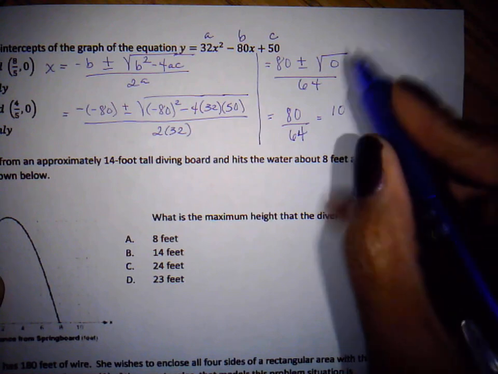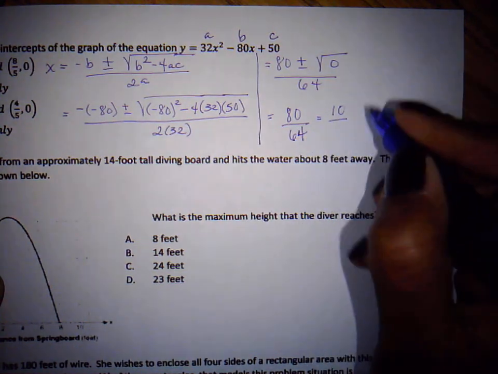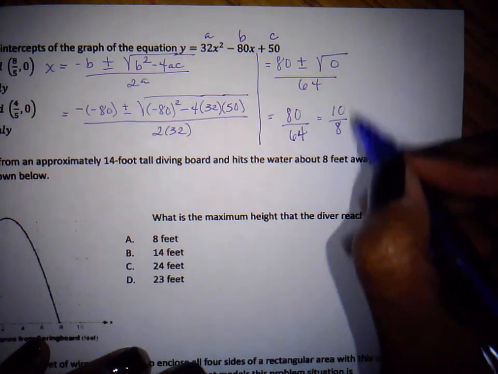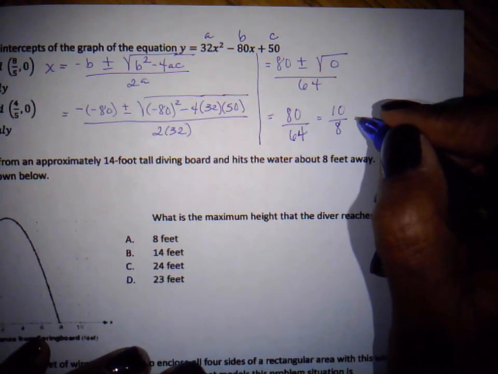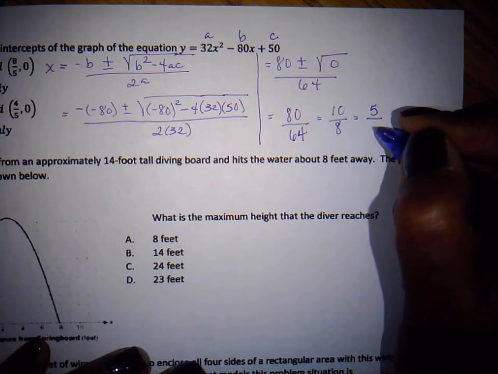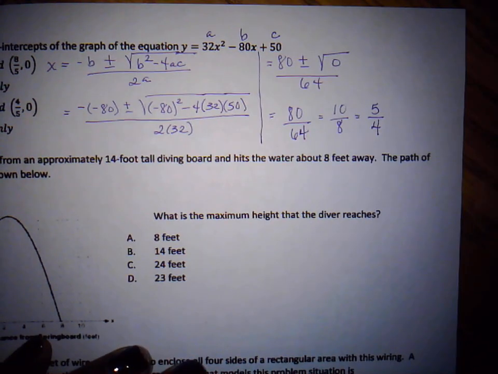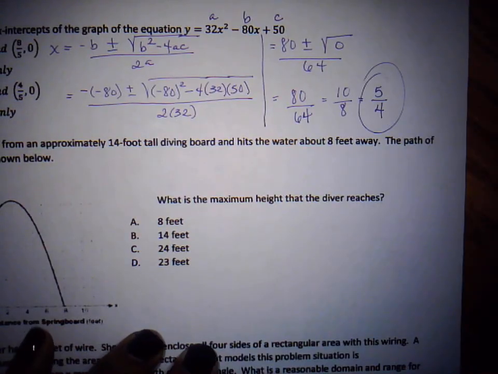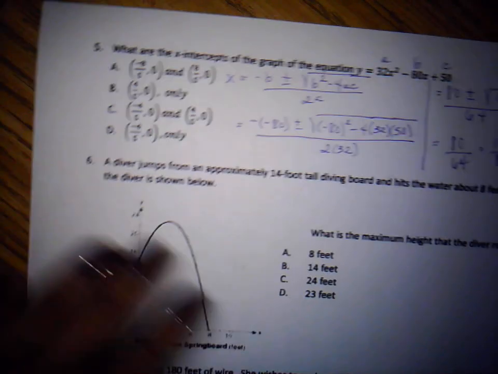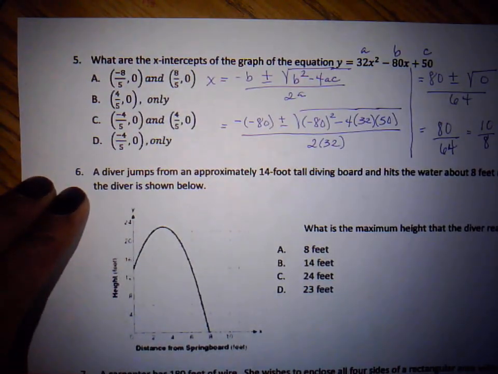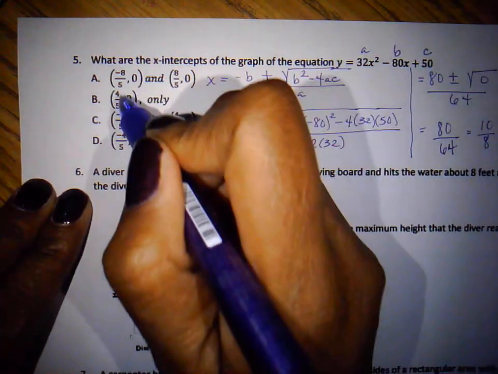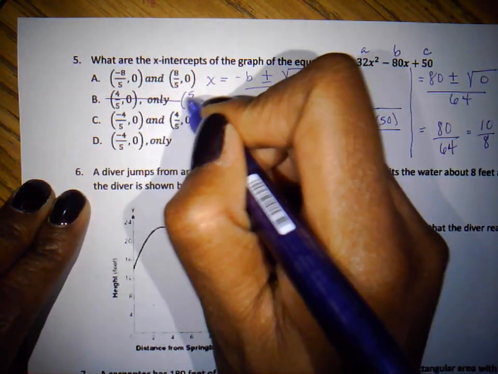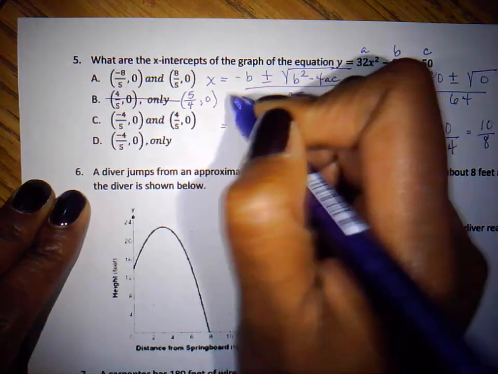8 goes in here 10 times. 8 goes in here how many times? 8 times, right? And then we can reduce this one more time, right? 2. So it'll be 5 over what? 4. Boom. Notice, young people, we only have one answer because we didn't have to do the plus or minus thing, right? Notice that our answer isn't there. So this is what I want you to do. We're going to cross this out, and we're going to say 5 over 4, comma 0 only.